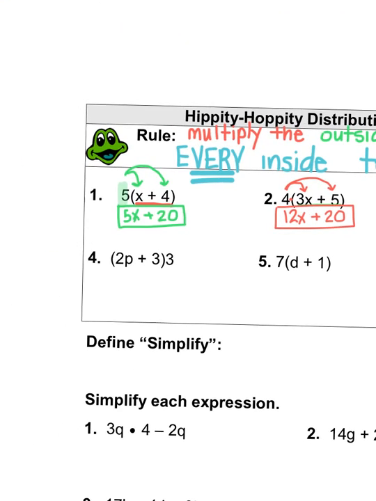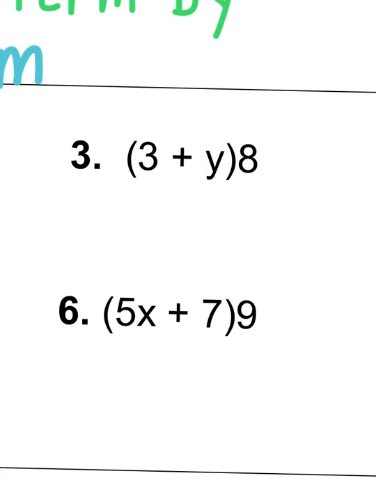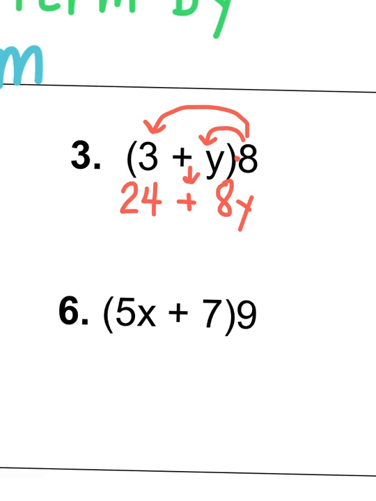Look at number 3. On number 3, it's still being multiplied. However, the 8 is on the opposite side. But we still distribute it because it's being multiplied to each term. 8 times 3 is 24. And then 8 times y is 8y. Don't forget this plus sign. 24 plus 8y are being added. However, because they are not like terms, we cannot combine them anymore. Try the next 3 on your own.